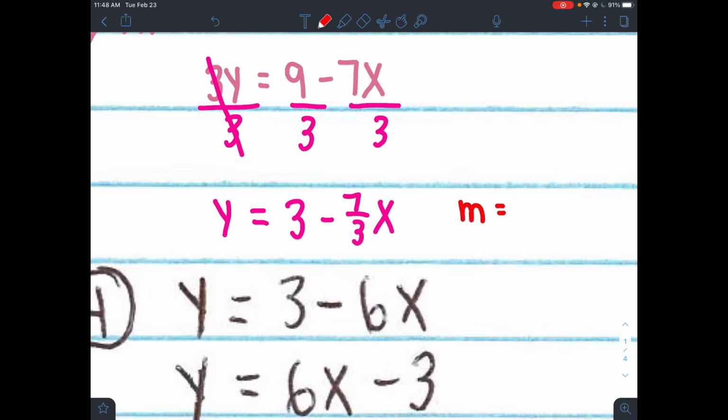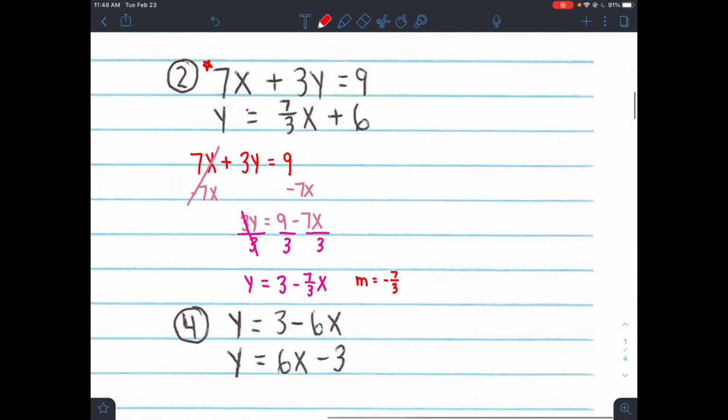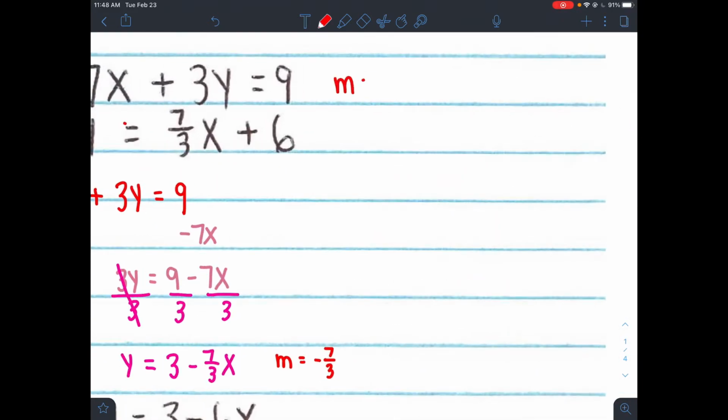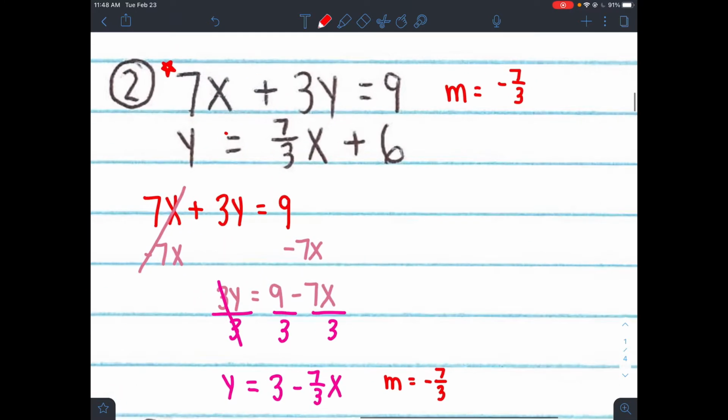So what is your slope here? Is it the 3 or is it the -7/3? Well, remember, in slope-intercept form, your slope is attached to the x. So your slope here is -7/3. So the slope of our very first equation is negative 7/3. Okay? Let's talk about the second equation here.